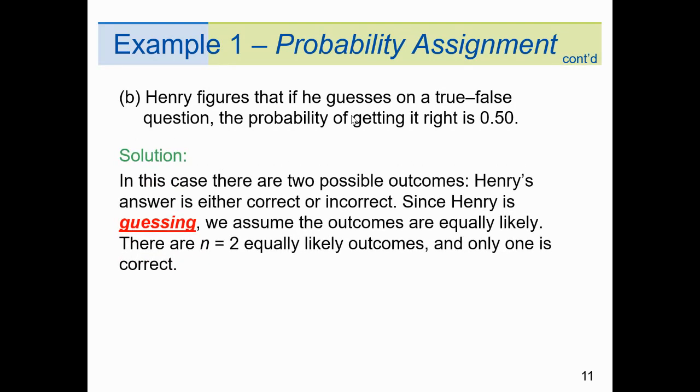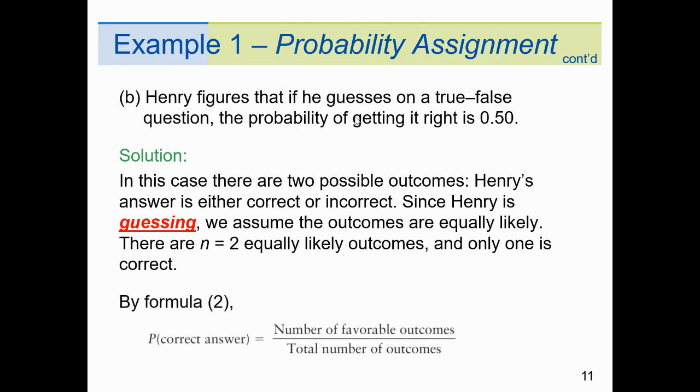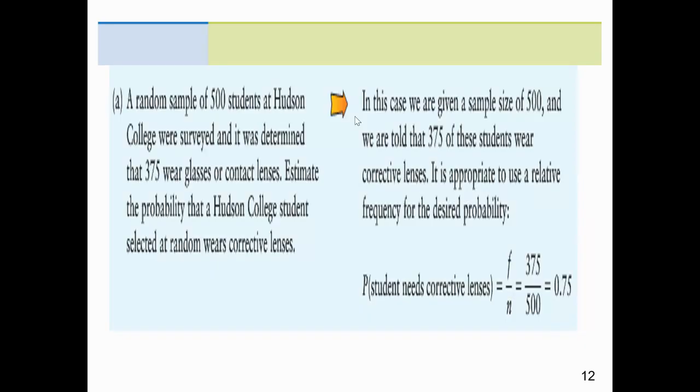Getting back to Henry's problem, there are 2 possible outcomes. Henry is either correct or incorrect. Since Henry is guessing, we assume the outcomes are equally likely. Possible outcomes, there are 2 equally likely outcomes, and only one of them is correct. So favorable over total, probability of getting a true-false question right is 1/2. And here is that 1/2 expressed as a decimal, 0.50.